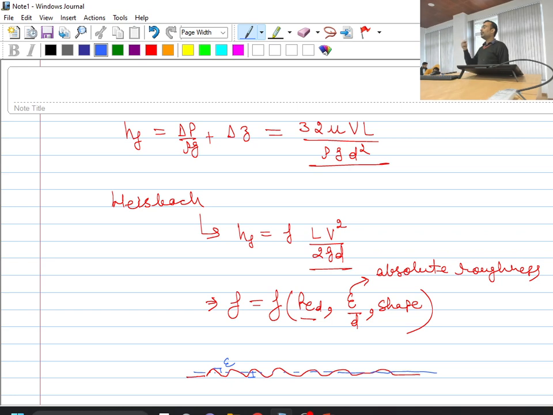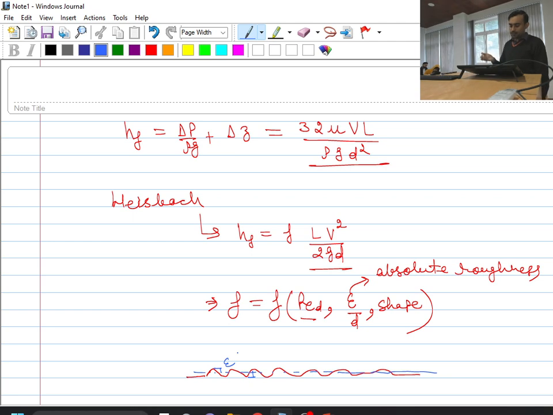Whenever you go for industrial scale manufacturing, you cannot always ensure that you have completely smooth pipes. There will be certain defects on the surface of the pipe, and we can quantify these defects based on the absolute roughness. And of course, if we have a rough pipe, that will introduce certain effects on the flow characteristics and pressure drop characteristics.